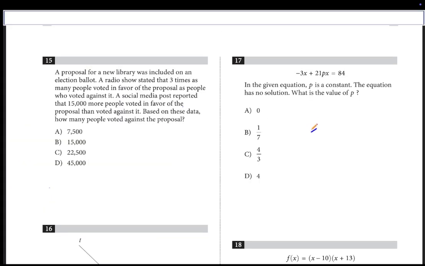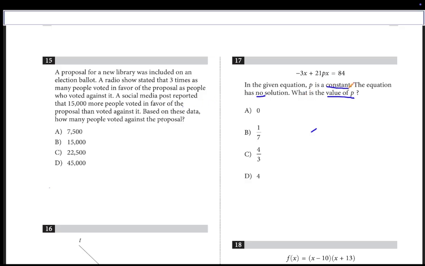So here we have question number 17. And problems like these are why it's so hard to get an 800 in the SAT math section. So the question states: negative 3x plus 21px is equal to 84. In the given equation, p is a constant. The equation has no solution. What is the value of p? So we're going to use everything we learned to help us find the answer.